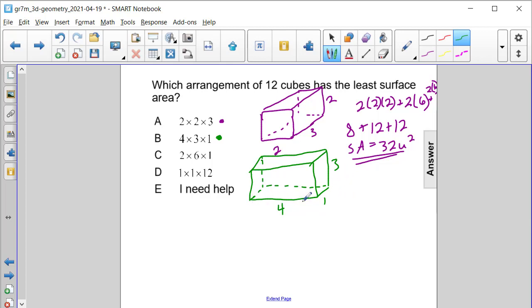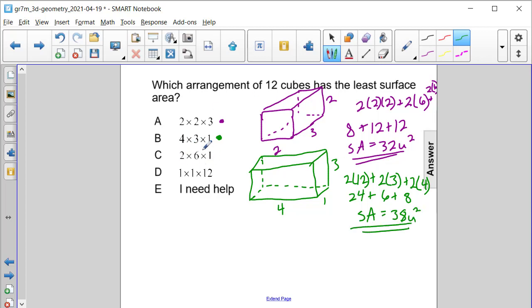So we're going to have the front is 4 times 3, which is 12, and so is the back. So we have 2 times 12 plus, for the left and right sides, we have 1 times 3, which is 3, and there are 2 faces that have an area of 3 square units. And we have to do the top and bottom as well, so that's 4 by 1, or 4 square units. So 2 times 4 square units. So we have 24 plus 6 plus 8, so that's 38 in this case, square units for this one.